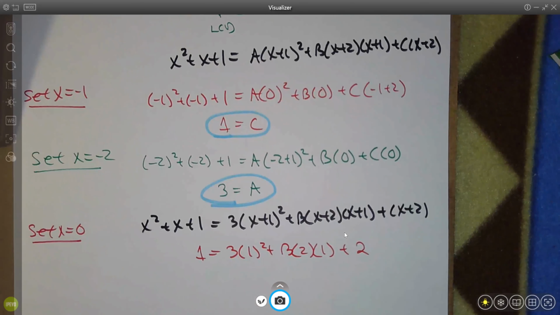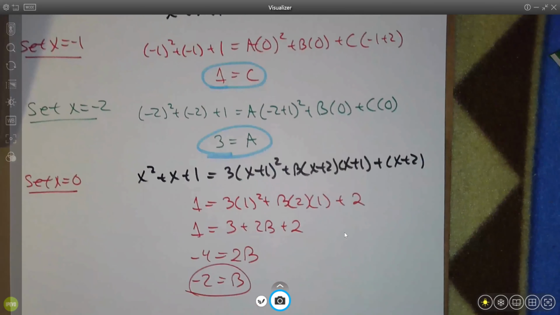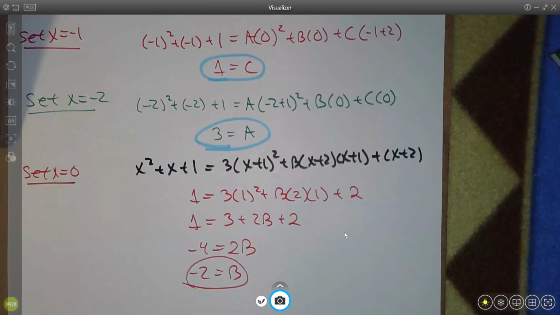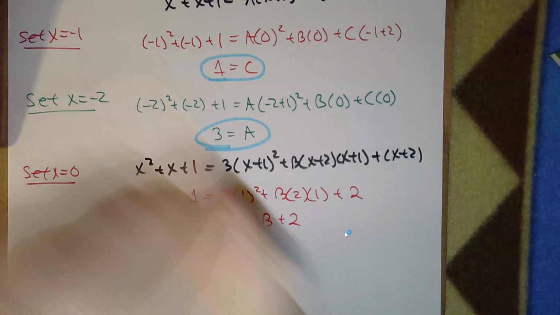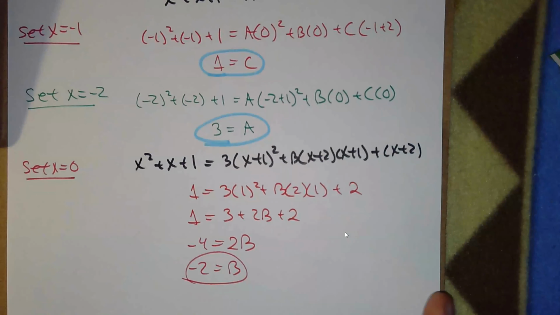All right. So let's see what happens here then. I get 1 equals 3 plus 2b plus 2, or that's 5, bring it to the side. -4 equals 2b. Voila. You got to tell me next time I go off the screen. I'm sorry. Didn't realize that.